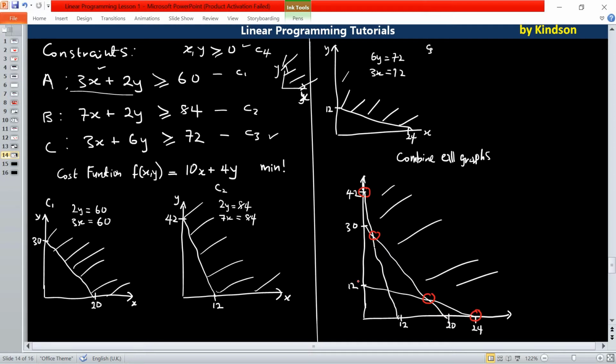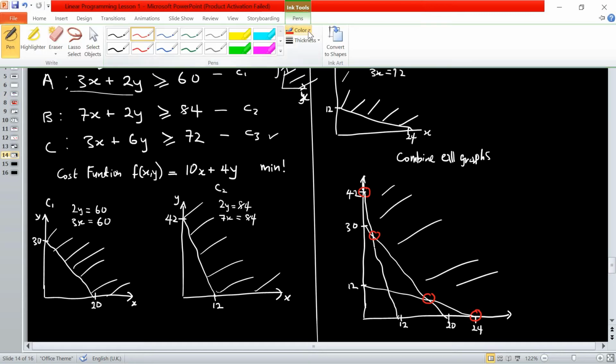So now, the solution to this will be either of these. We need to calculate the value of the cost function in all these positions, and then we'll be able to get the lowest one. What to do, or how to do it easily, is to create a table. So we need to tabulate it. So we create a table like this. Let me take a white pen.